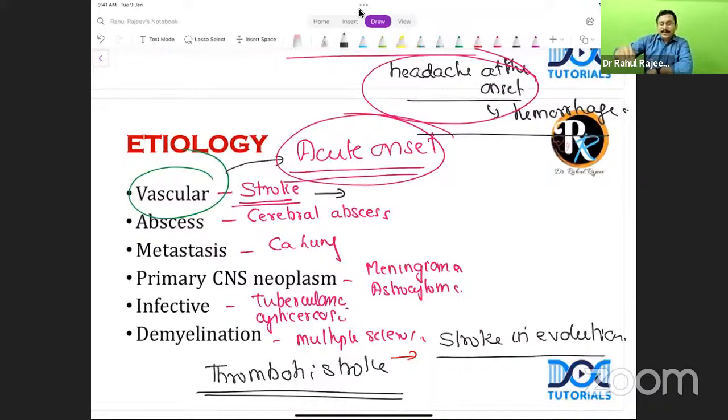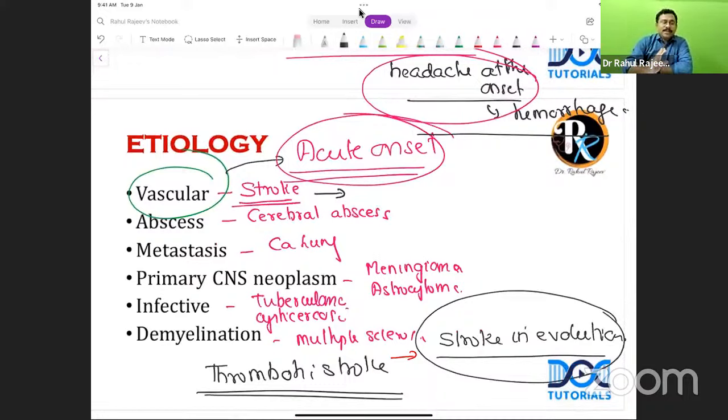So, progressive nature of symptoms. My dear students, progressive nature of symptoms is highly suggestive of thrombotic stroke. In embolic stroke and hemorrhagic stroke, at the onset itself, the patient will have the maximum deficit. Thrombotic is the one that progresses.